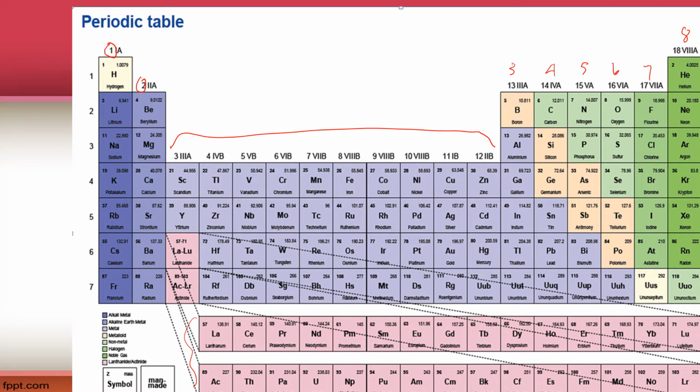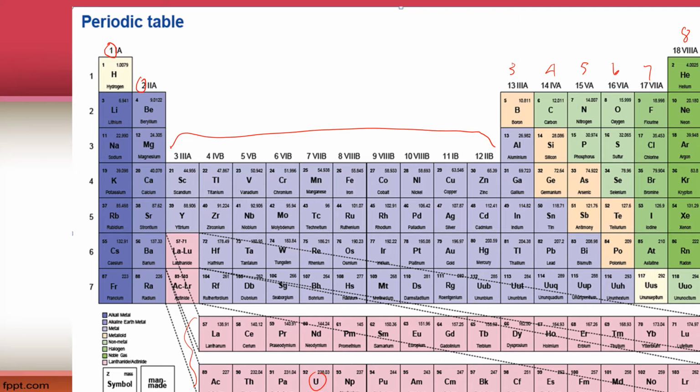Don't worry about the extra groups down the bottom there, the lanthanides, actinides, all those guys. They're more the radioactive ones. How do we know they're radioactive? It's got things like uranium in there and so on.